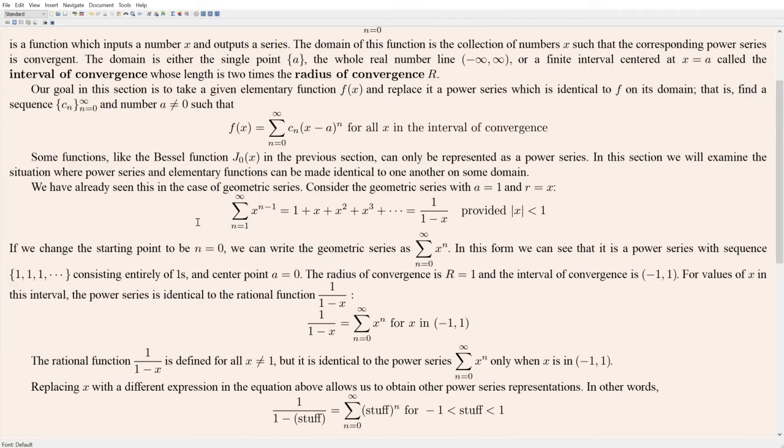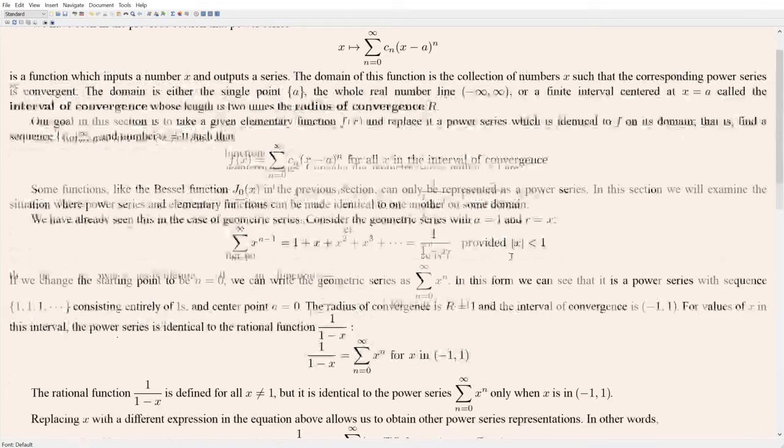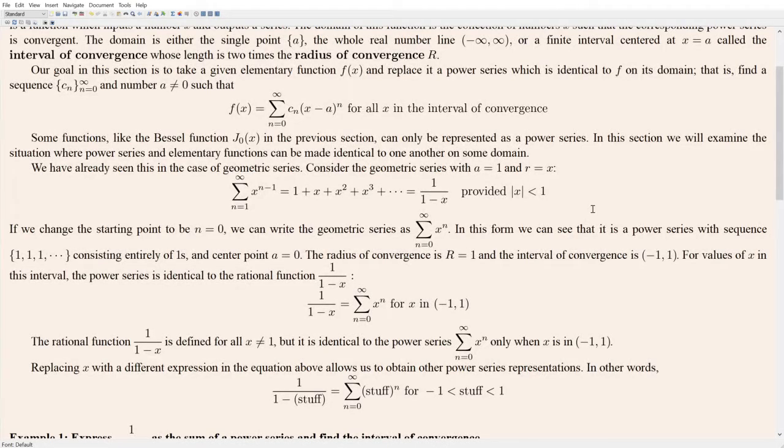Now, we have already seen this in at least one form, the geometric series. So, consider a geometric series with a equals 1 and r equals x. That's going to look like this. And we know that geometric series are going to converge if the absolute value of r is less than 1. Well, in this case, I'm letting it be x. Part of the reason that the geometric series is so vastly important to us is because it's one of the few cases where we can actually write down a formula for what the series converges to. For this particular example, it's going to converge to 1 over 1 minus x, because it's a over 1 minus r.